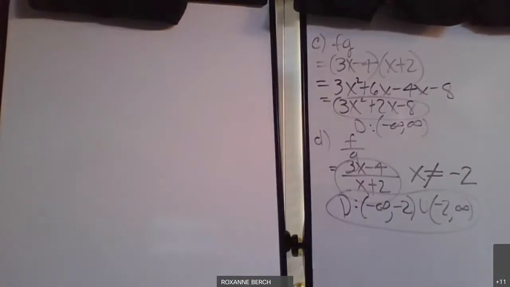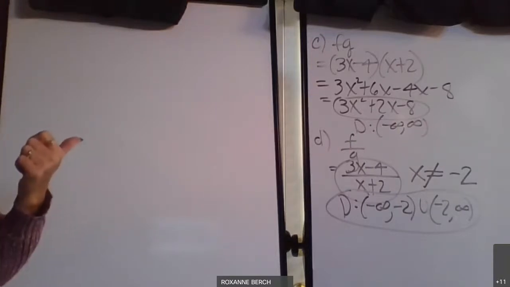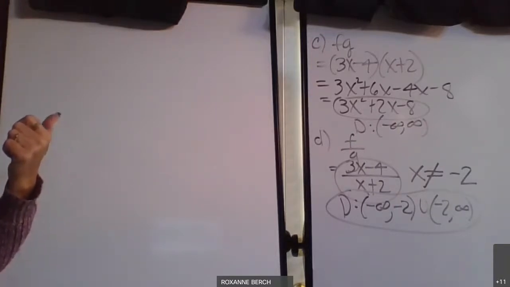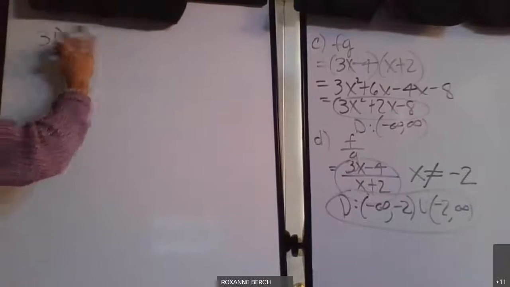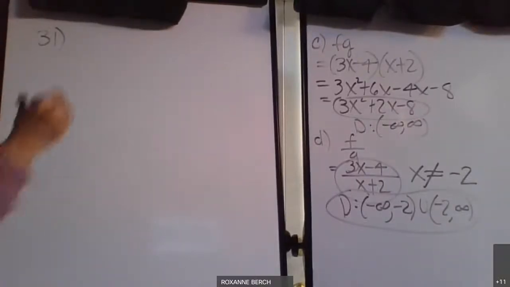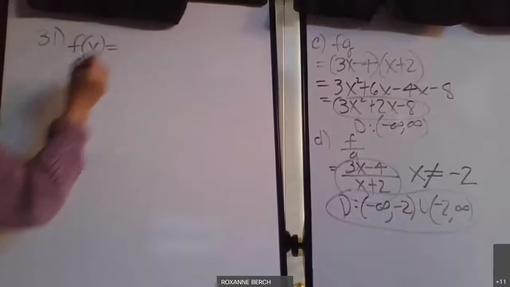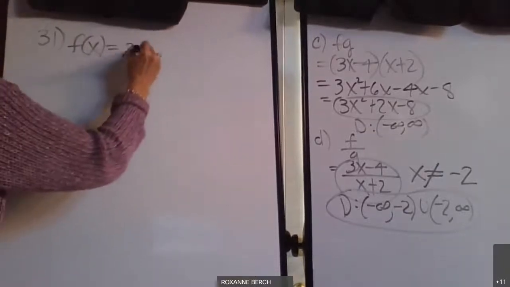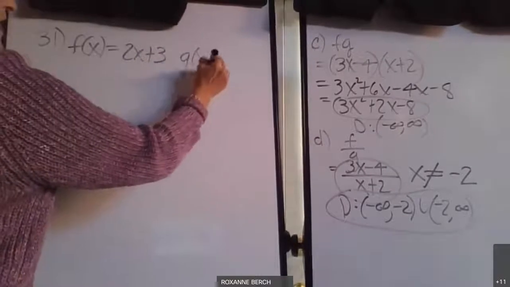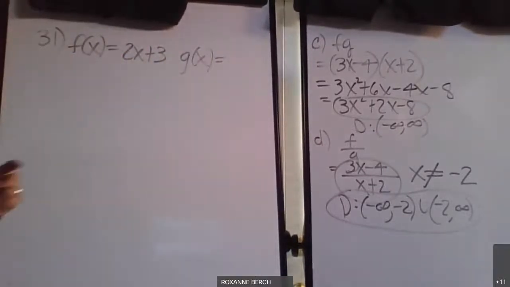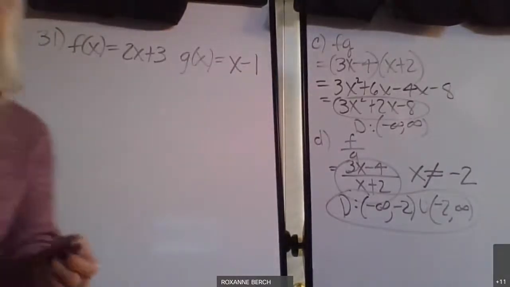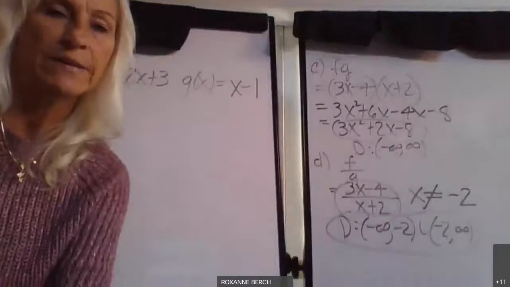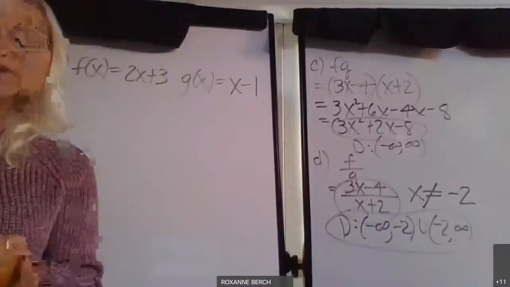All right. What problem did I just do? Did I do 32 or 31? You did 32. Okay. You guys are going to do 31. I don't care if you've done it or not, do it again. F is a line, 2x plus 3, and G is also a line, x minus 1. What you're going to do in your team: add, multiply, and divide. And I'm going to give you time to do it.